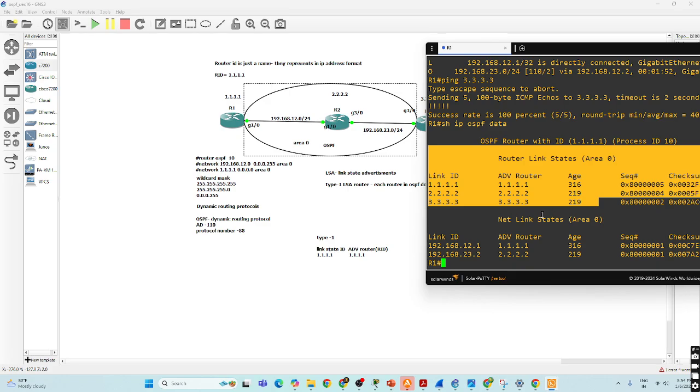What do you mean by LSA? Whatever routes there are will be advertised through LSAs, link state advertisements. Okay, clear? This is a type 1 LSA.